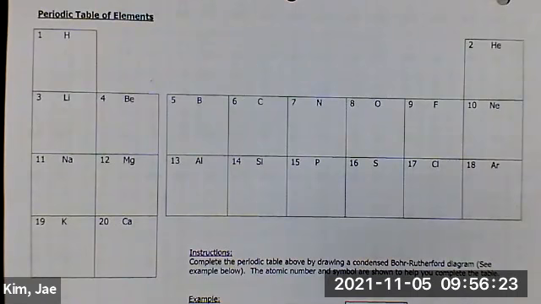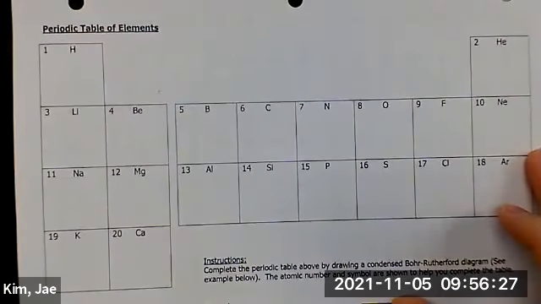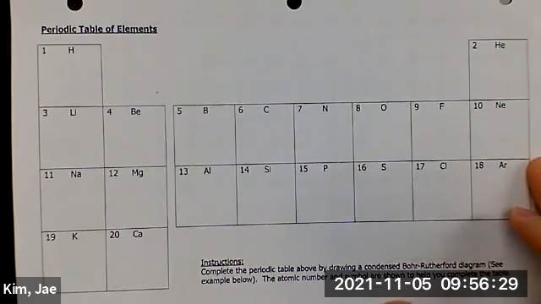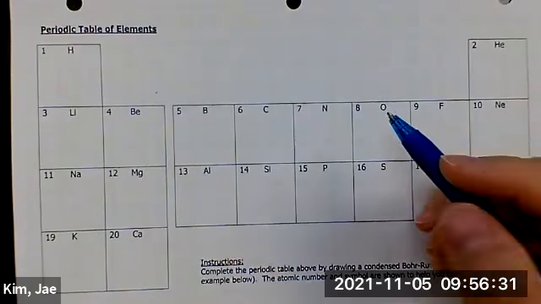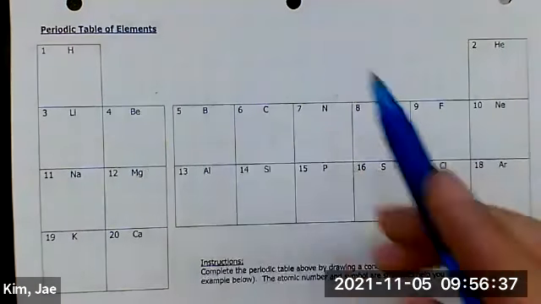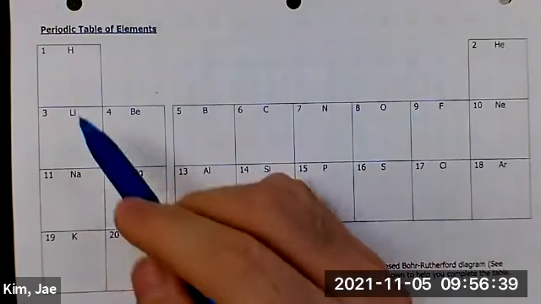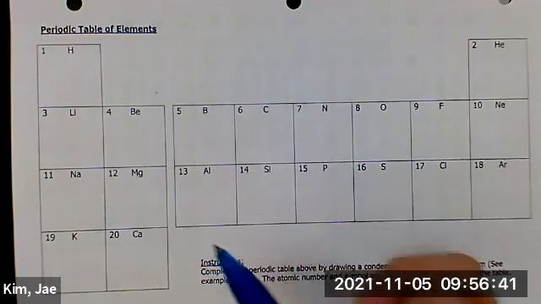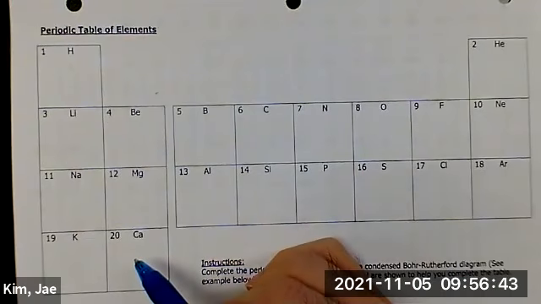I am going to go relatively quickly. So if you need more time, please be comfortable. Feel free to pause the video and catch up. The lesson on Thursday, that is November the 4th, began with me asking everyone to draw a condensed Bohr-Rutherford diagram of every single element up to number 20.